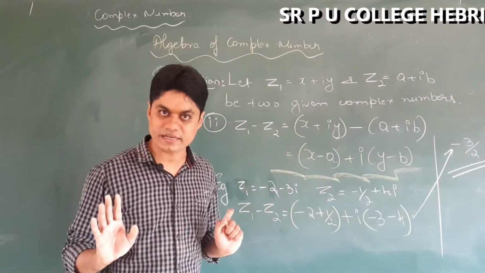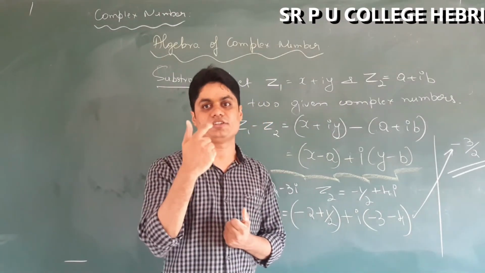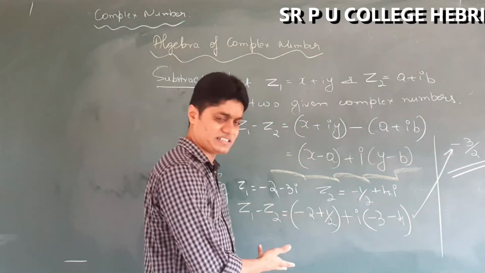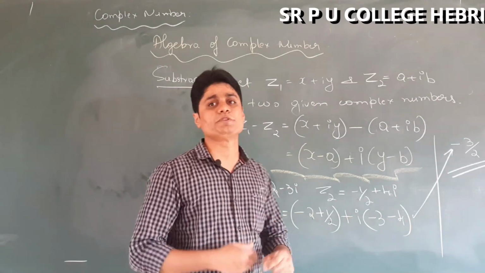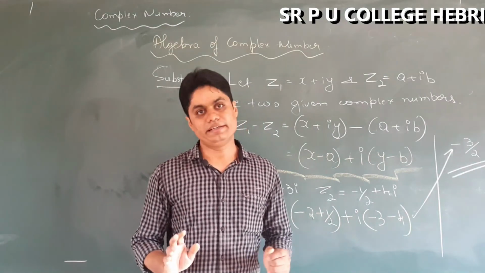Understood? Addition, subtraction. So I hope you understood the three algebras of complex numbers: equality, addition and subtraction. Okay, simple. So we have a few more algebras of complex numbers that we will discuss in the next class. Thank you.